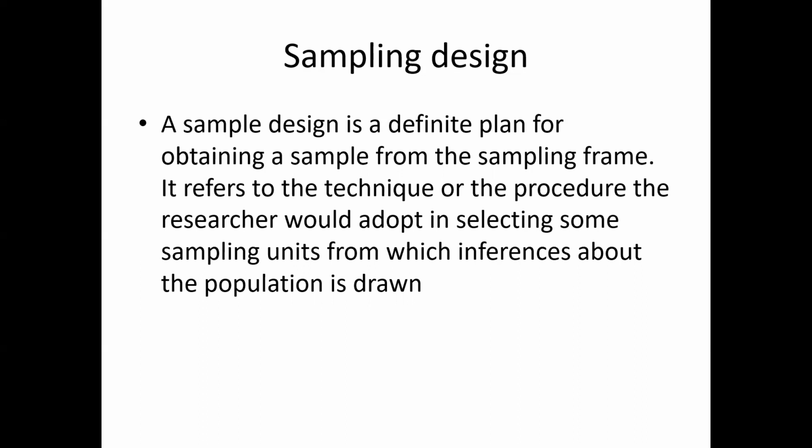Like it is rightly said here, a sampling design is a definite plan for obtaining a sample from the sampling frame. It refers to the technique or procedure the researcher would adopt in selecting sampling units from which inferences about the population are drawn. Why are we doing this activity? We are doing it to make inferences about the population. We want to generalize and do some decision making on the population. For that purpose we select the sample from that population.